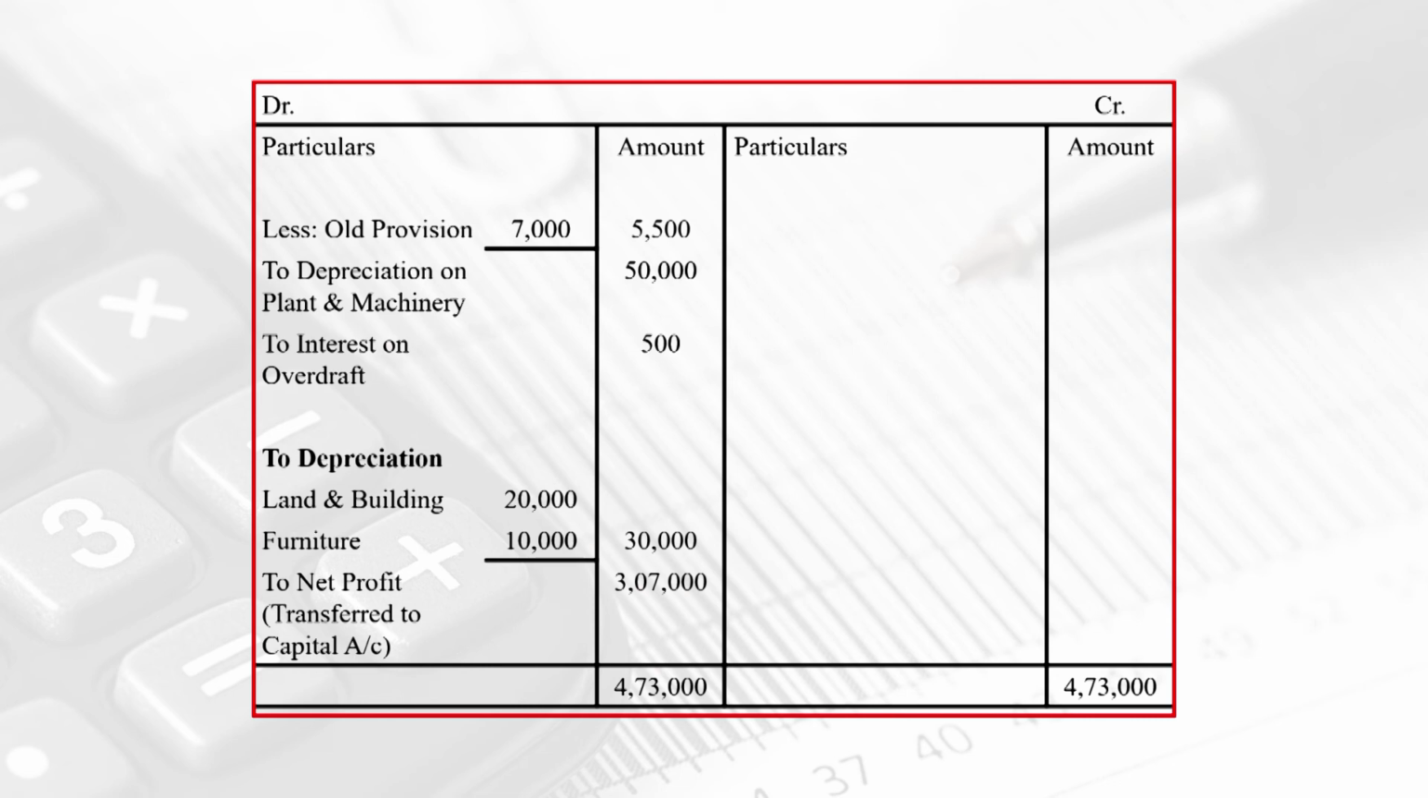So the total of the credit side of the profit and loss account is 4,73,000. But here the total of the debit side of the profit and loss account is shorter than the total of the credit side. Because we have to match the balance of debit and credit side, we matched it, and this is the balancing figure, 3,07,000. Therefore this balancing figure becomes the net profit, and this amount of net profit will be transferred to the capital in the balance sheet.